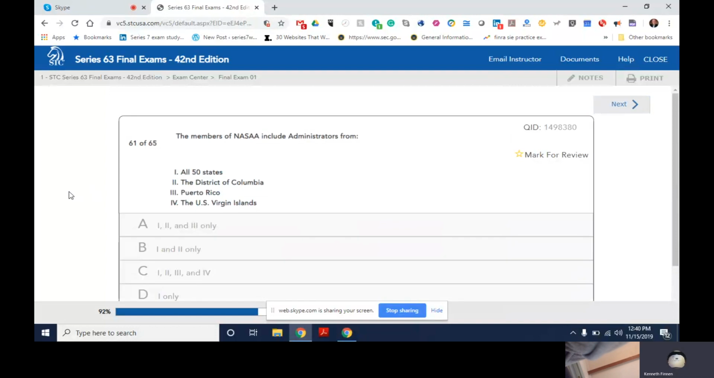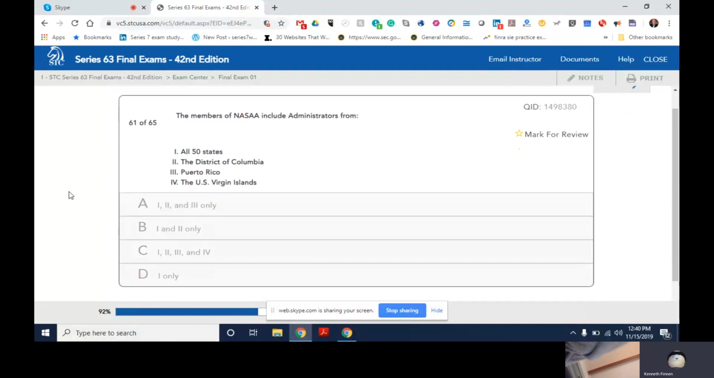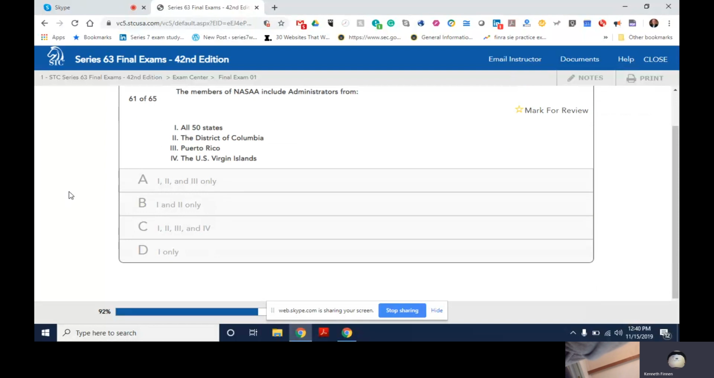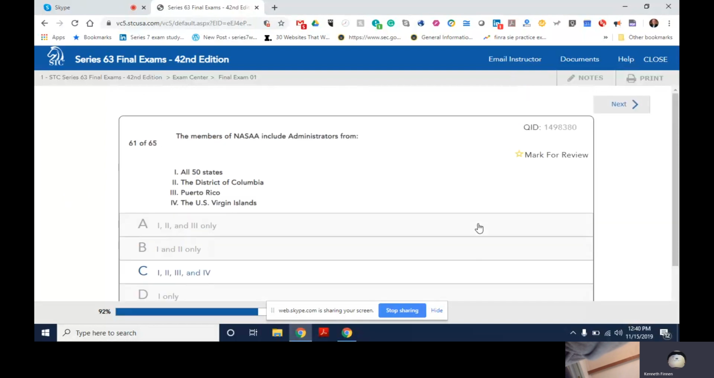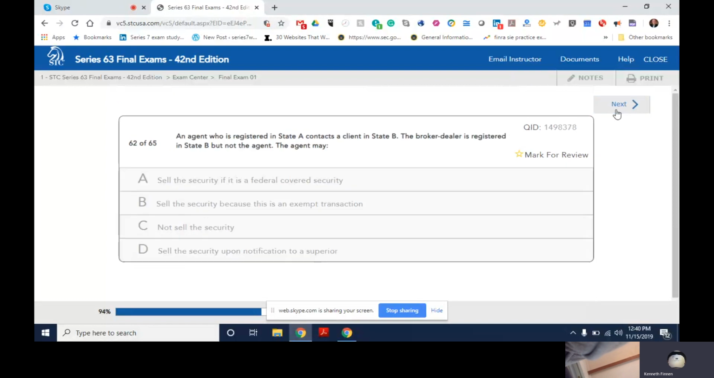The members of NASAA include administrators from all 50 states. I've seen this question on these exams, not on the real one. I think it's covered under everyone. I'll be wrong. And Canada, too, if you want to add.